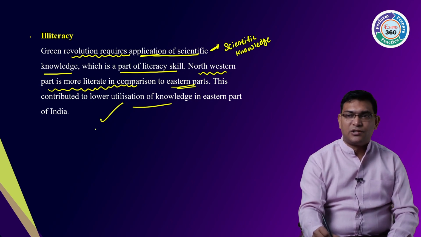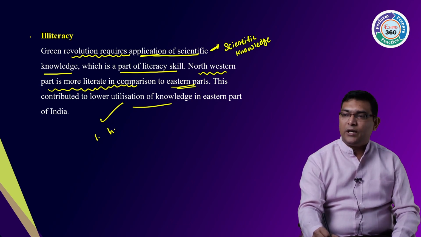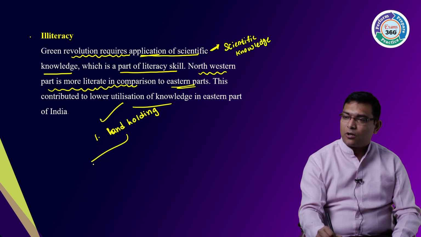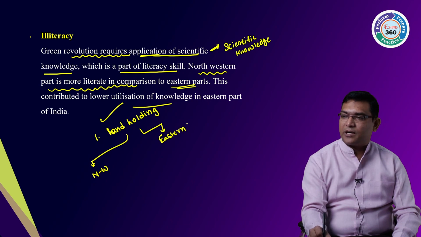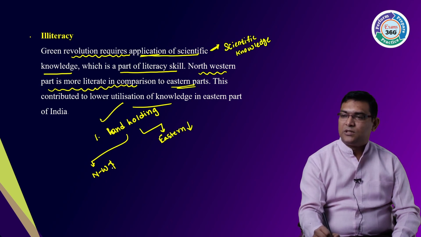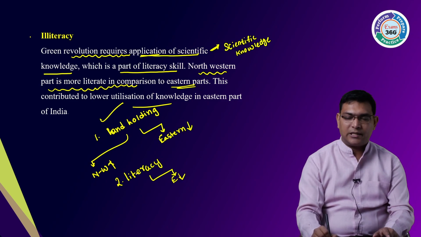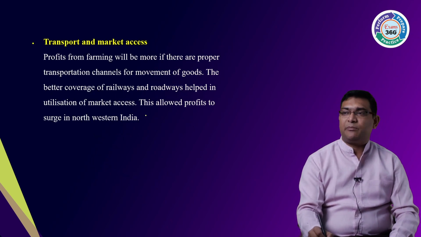So first, what we saw is land holding. Land holding is one reason. Land holding in the northwestern part is high and in the eastern part it is low, very very low. Second is literacy, where the eastern part is also very very low. Right, clear? Third, transportation and marketing access.